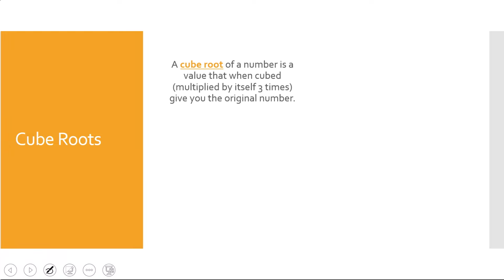Now, a cube root of a number is a value that when cubed, or multiplied by itself 3 times, gives you the original number. So for instance, on this one, the cube root of 8, you need to think of a number that can be multiplied by itself 3 times and give you 8. And that number would be 2, because 2 times 2 times 2 is 8.